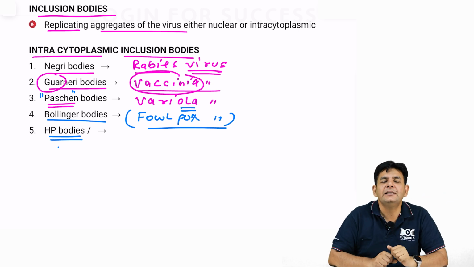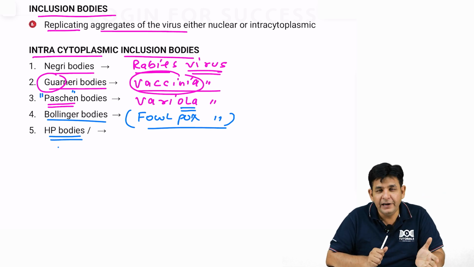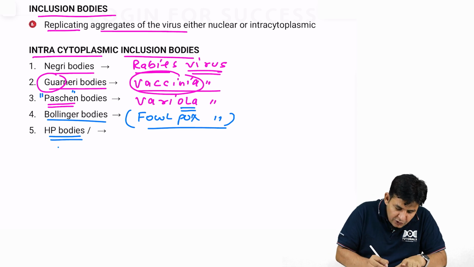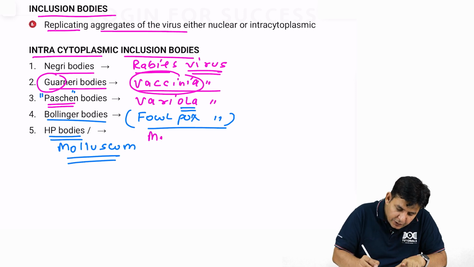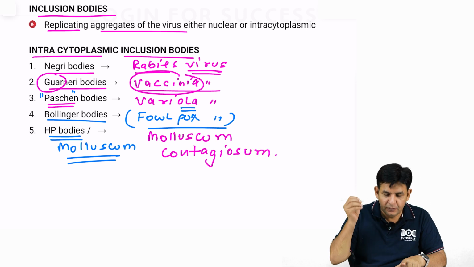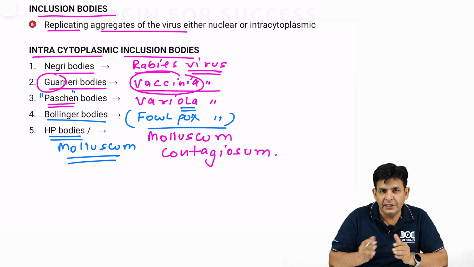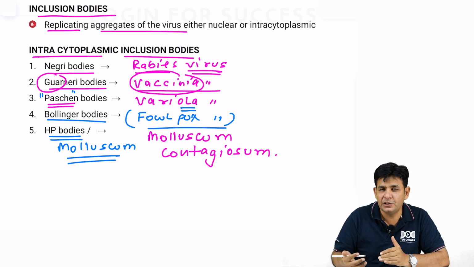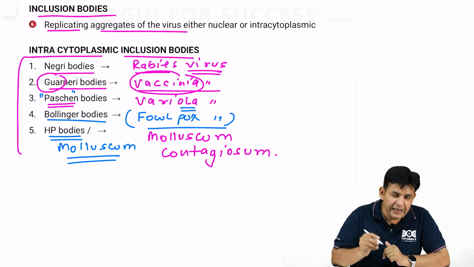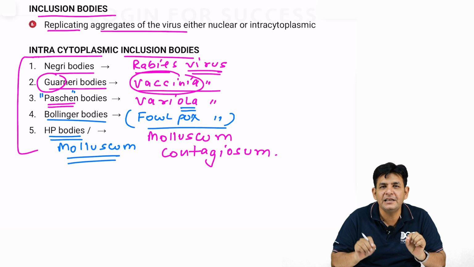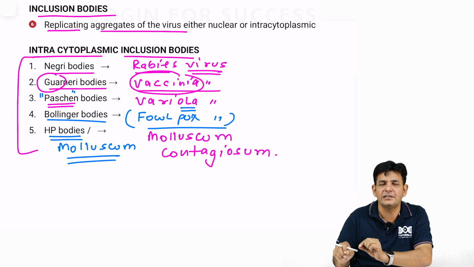HP bodies. HP stands for Henderson-Paterson, which are also termed molluscum bodies. And this particular one is observed in what? Molluscum contagiosum. It is being observed in what, guys? Molluscum contagiosum. Okay? The disease and the virus name is also the same, molluscum contagiosum, pinkish to pearly white umbilicated nodule. So these five are the most important intracytoplasmic inclusion bodies. Is it fine?